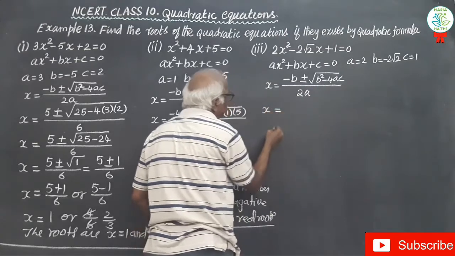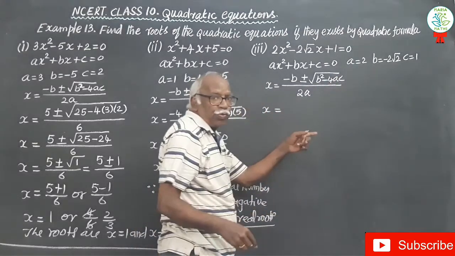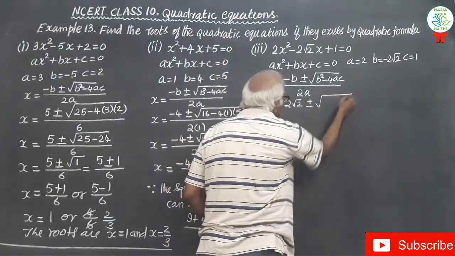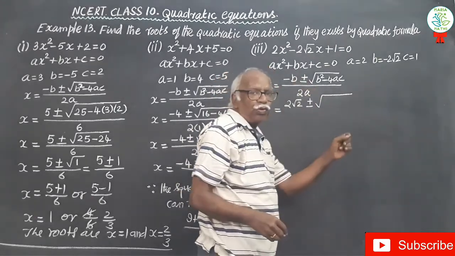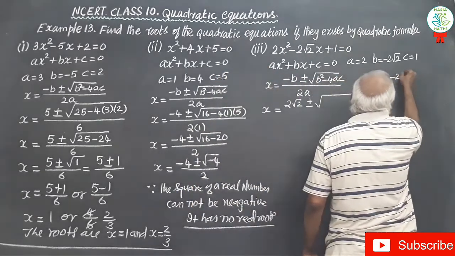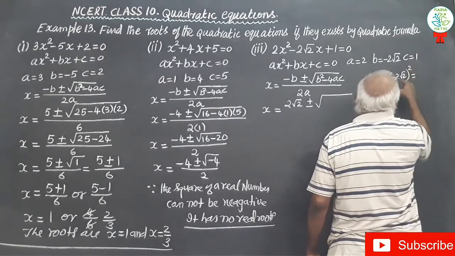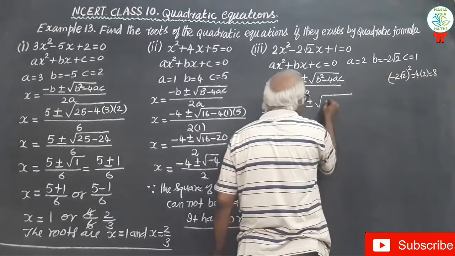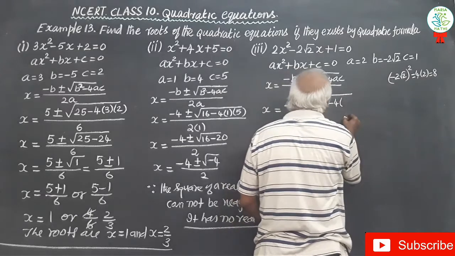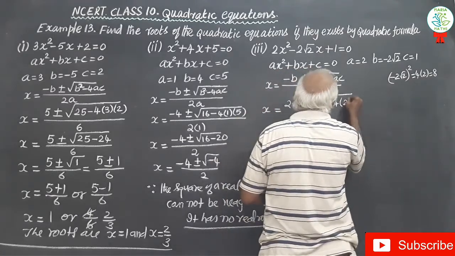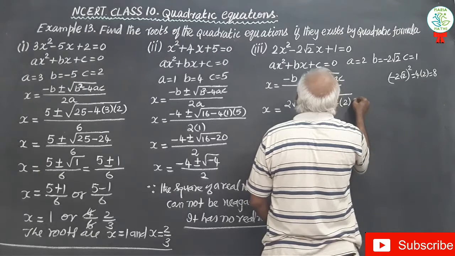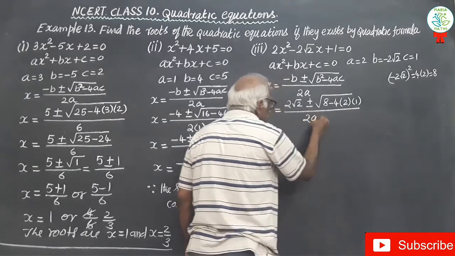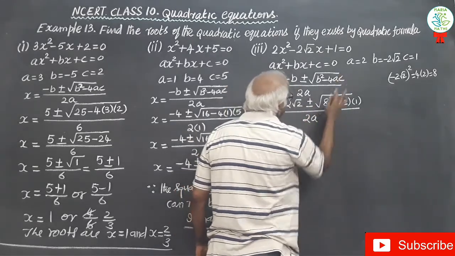x is equal to minus b, minus of minus 2 root 2, plus 2 root 2, plus or minus square root of b square. b square is minus 2 root 2 the whole square, minus 4 into 2 is equal to 8. So 8 minus 4, a is 2, c is 1, by 2a. 2 into a is 2.